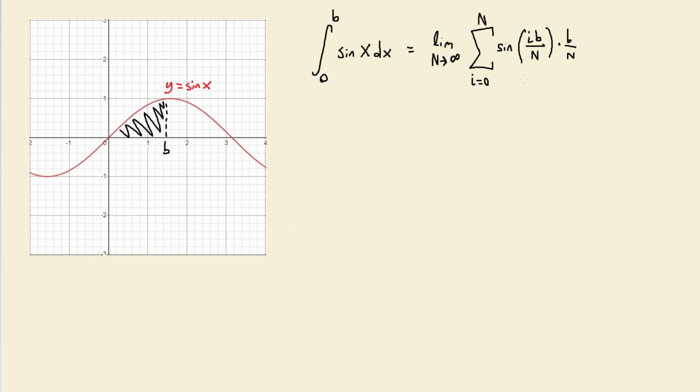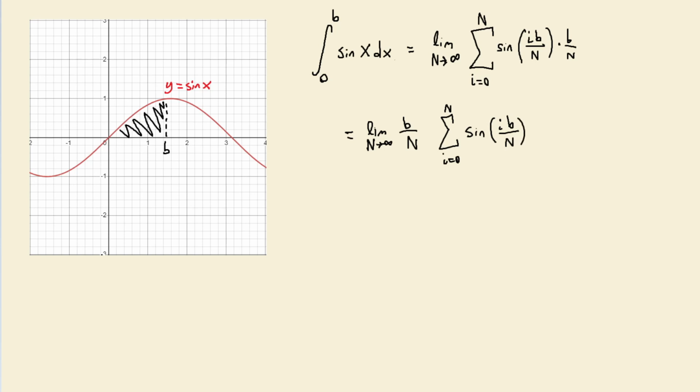And now I want to negotiate the sum. The first thing I want to do is pull this out of the sum, because it's going to depend on the limit, but it's not going to change. It's just a common factor to all these different little heights. And so when we pull this out, we're going to get the limit as n goes to infinity of b over n times the sum from i equals 0 to n of sine of i times b over n.